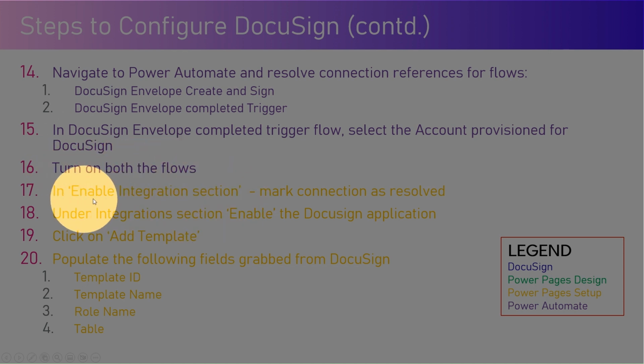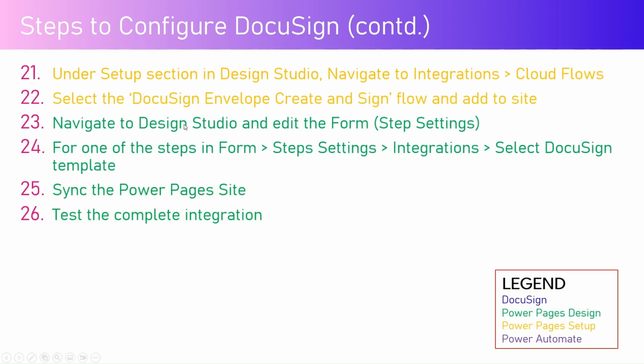Now, the yellow or orange color is Power Pages setup. In the enable integration section, mark the connection as resolved, and under the integration section, enable the DocuSign application. Click on add template and populate the following fields, which I asked you to note down: template ID, template name, and role name, from provisioning the DocuSign template. Grab those and fill out that information. Once you are done, under the setup section and design studio, navigate to integrations cloud flow, select the DocuSign envelope create and sign flow, and add it to the site.